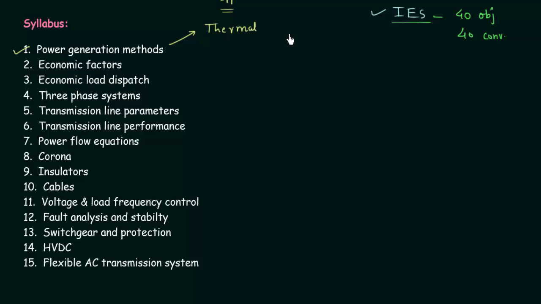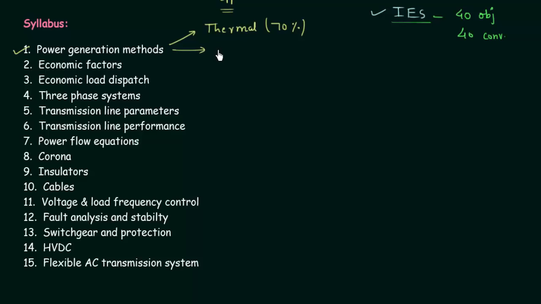Thermal means we are burning coal or any other fuel to heat the water in the boiler so that steam is produced, and that steam is used to run the turbine, and the generator is connected to the turbine with the help of prime mover, and then the electricity is produced. In India, 70% of the total power produced is from the thermal power plants.